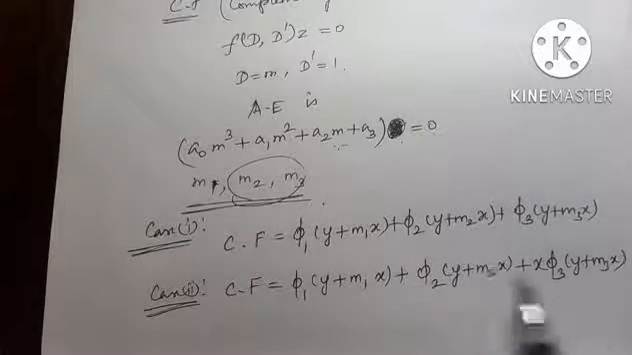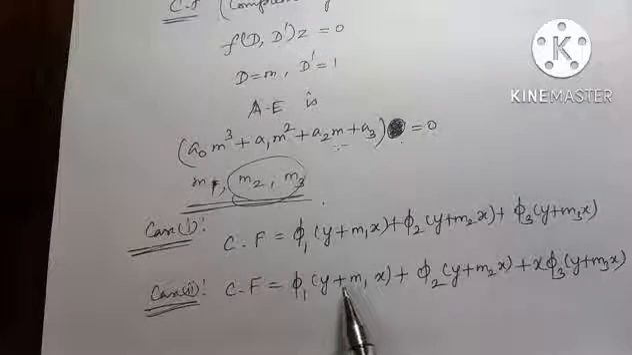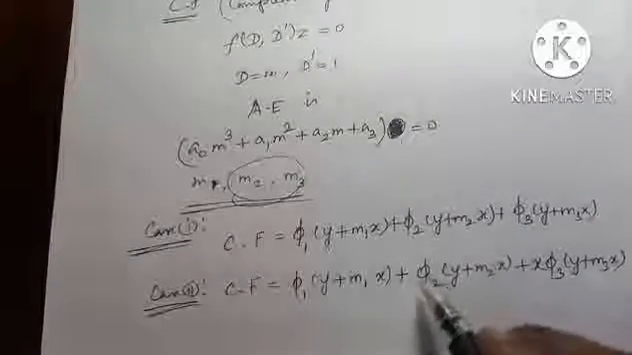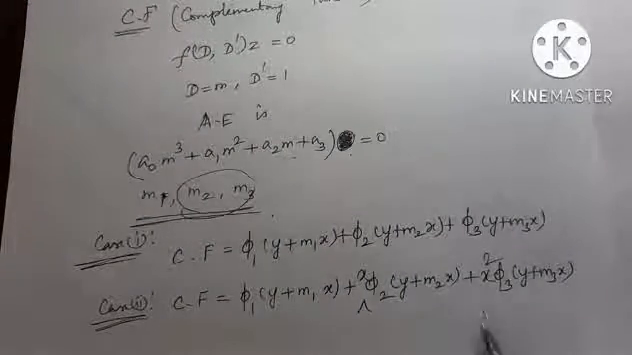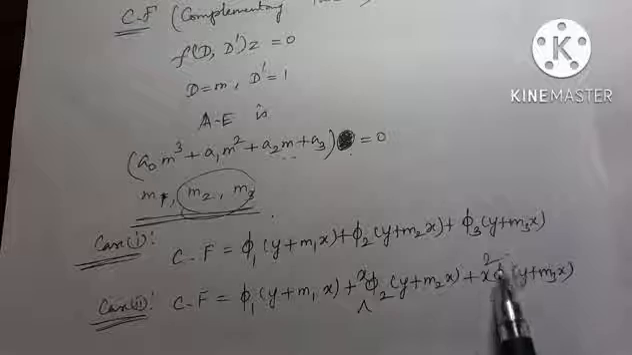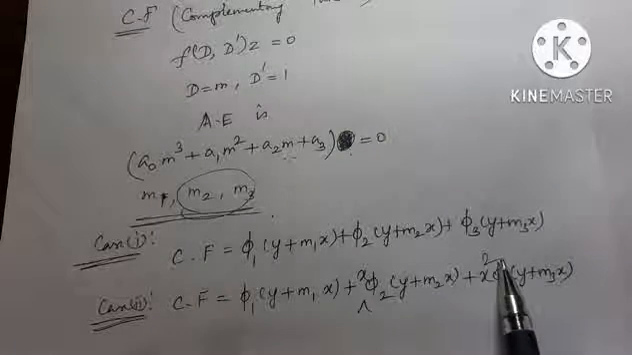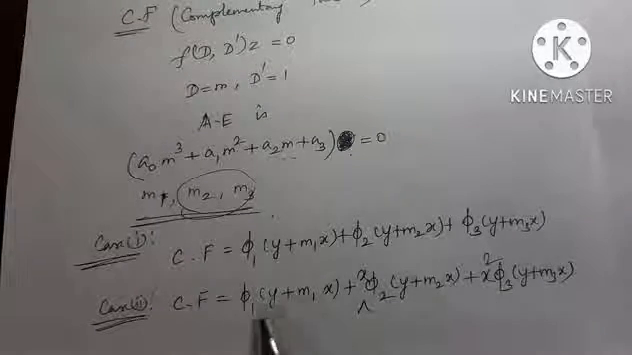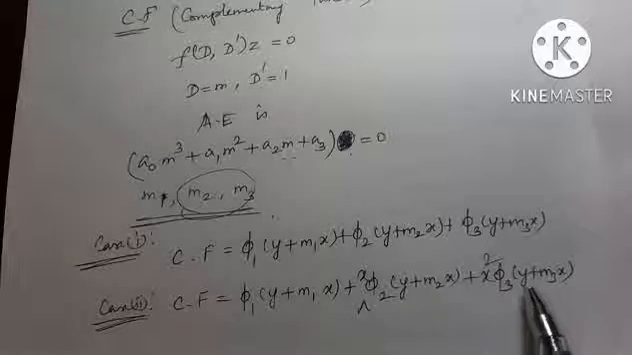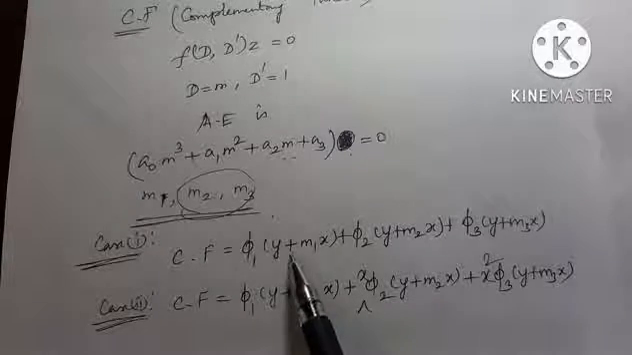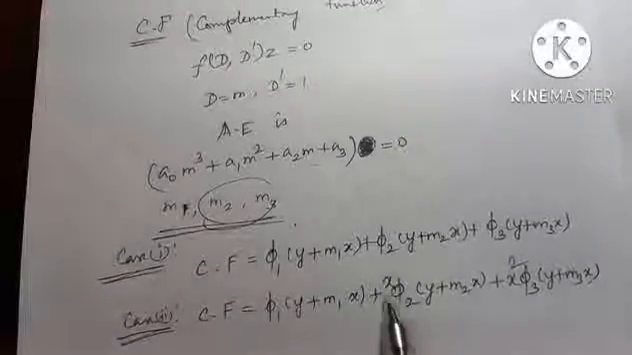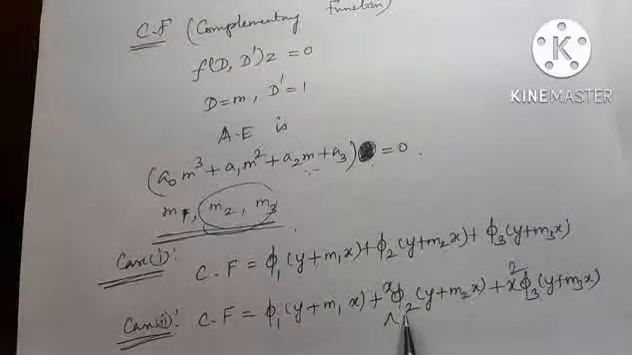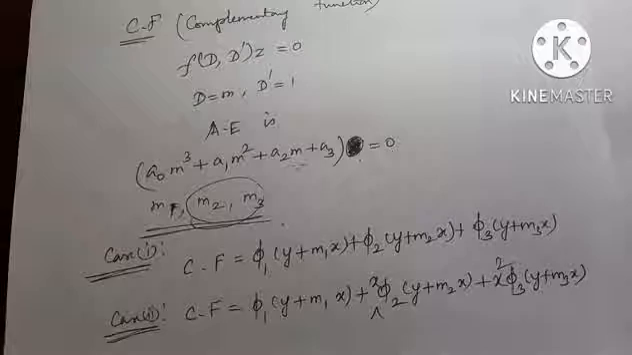In case all the three roots are repeated, first you write for the first root, then x into the second root, then x square into the third root. That x square will tell you all the three roots are repeated. Okay. So if repeated roots, this is the rule. If the roots are distinct, different, this is the rule. Okay. So these are the only two cases for complementary function. Let us discuss now particular integral.